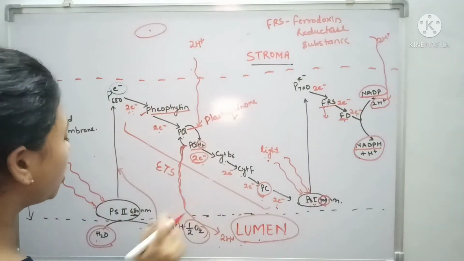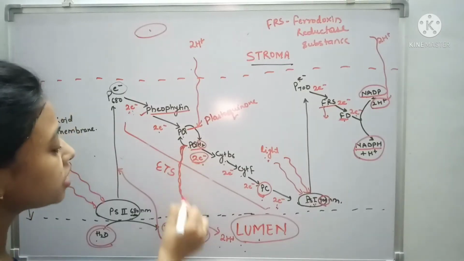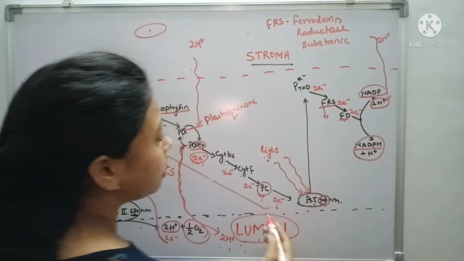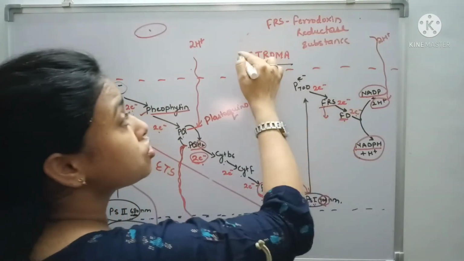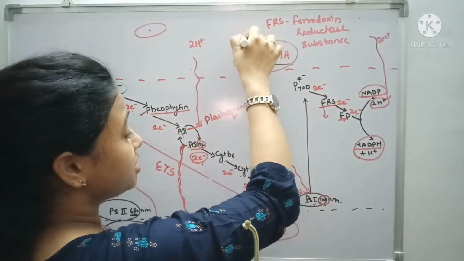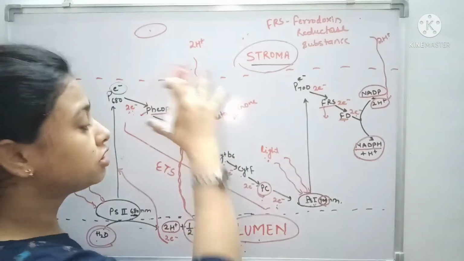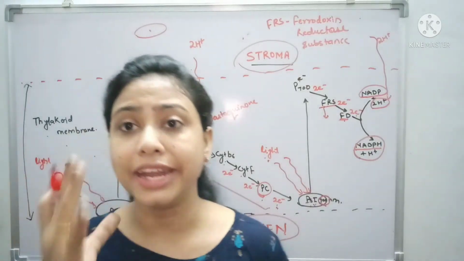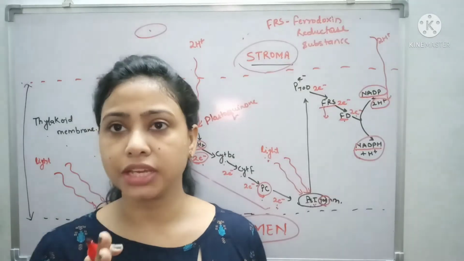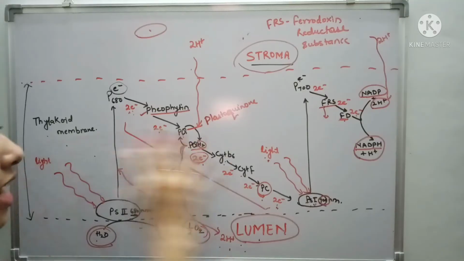So if you note, 2 hydrogen get released into the lumen. From this also hydrogen gets into the lumen, and here also hydrogen is taken from the stromal. So in the stromal region there is a small quantity of hydrogen, whereas in the lumen region there is a high concentration of hydrogen. So this creates a proton gradient, which is actually responsible for formation of ATP. Clear? So this is about the Z scheme.